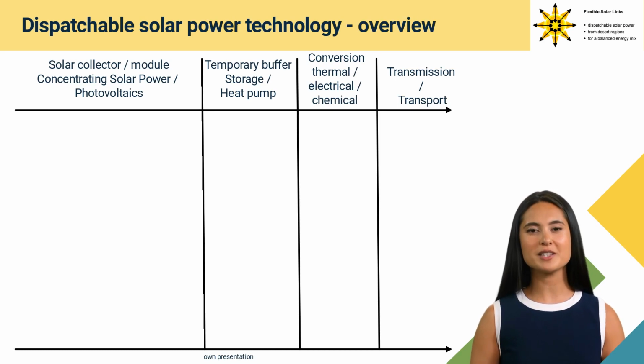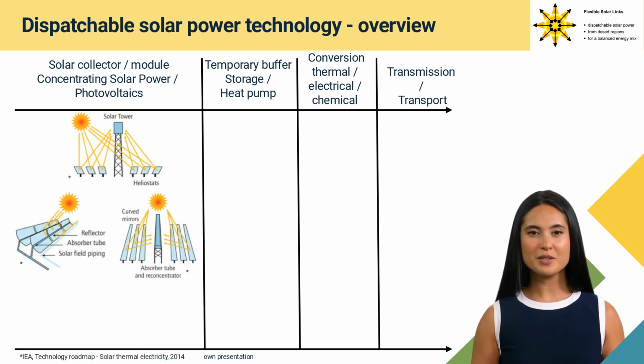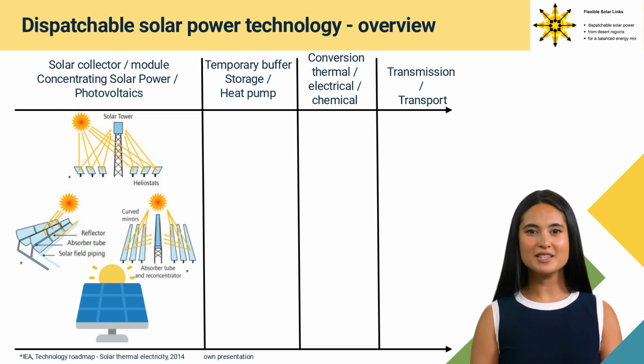Dispatchable solar power technologies can have various components and combination possibilities. This is especially important providing flexible supply according to demand at any time with firm capacity and firm energy. To collect the sunlight, different types of solar collectors can be used. We distinguish between collectors which concentrate the sunlight via mirrors, called concentrating solar power, and modules with photovoltaic cells. Concentrating solar power collectors focus on spots or pipes which contain a heat transfer medium.